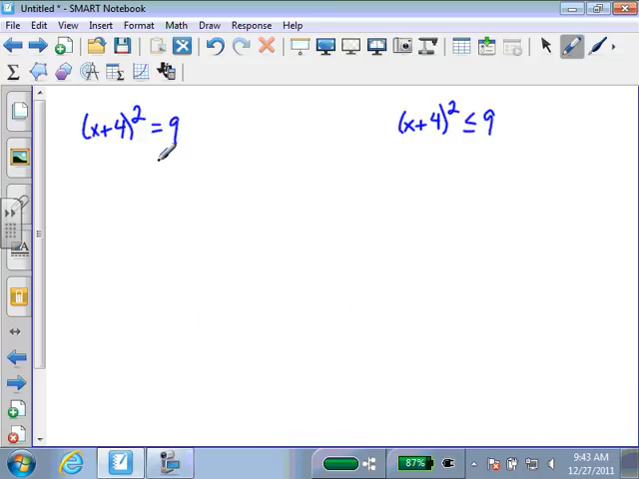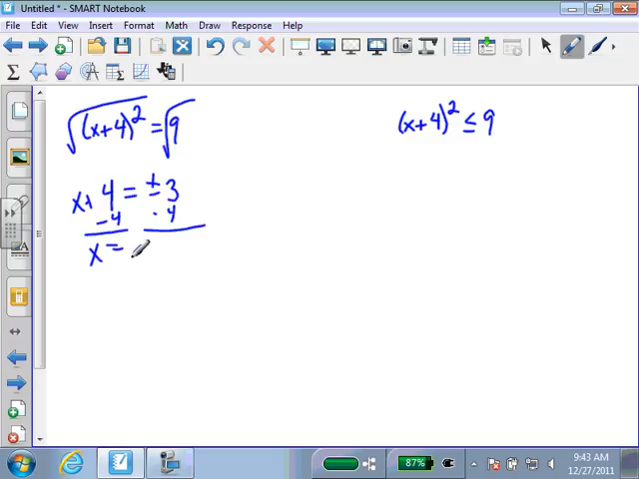If it's an equation like this, and I've got nice squares on both sides, I can square root both sides. I get x plus 4 equals plus or minus 3. So I get x equals negative 1 or negative 7. I cannot do it over here. I need to move everyone to one side.